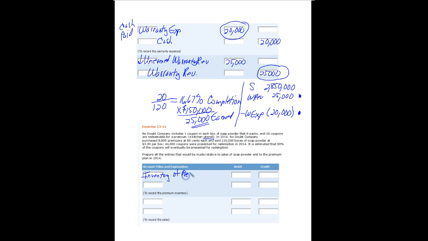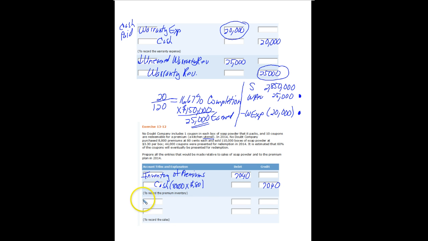Again, the premiums are the kitchen utensils. So $7,040. And then cash would be paid out. And again, that is 8,800 kitchen utensils at 80 cents each, $7,040.